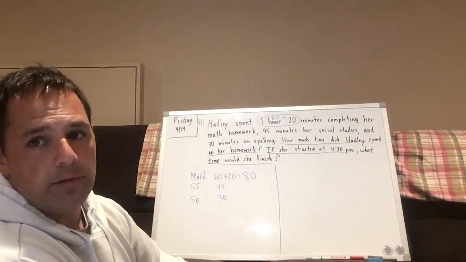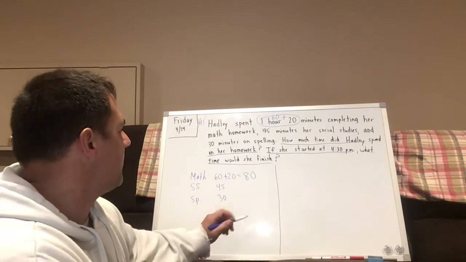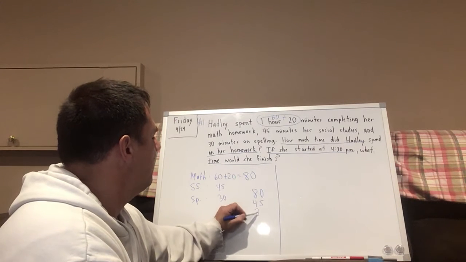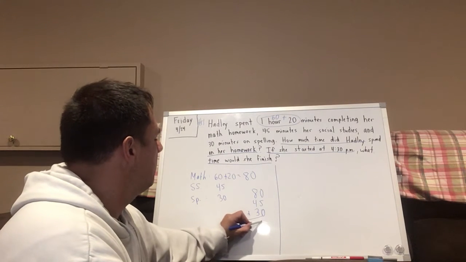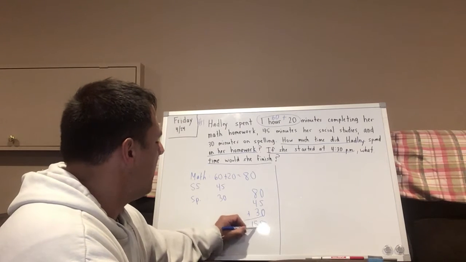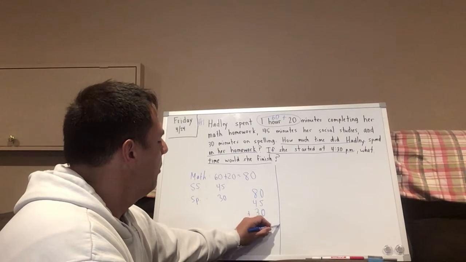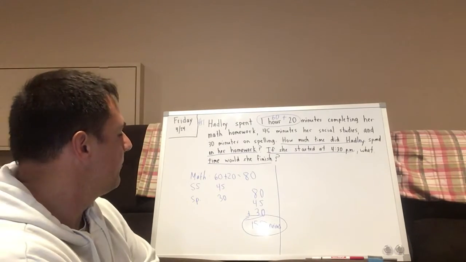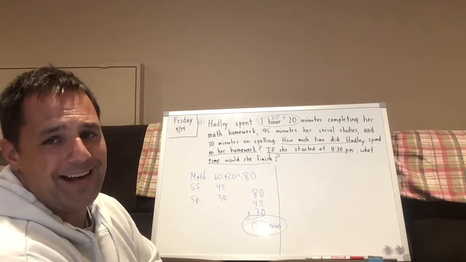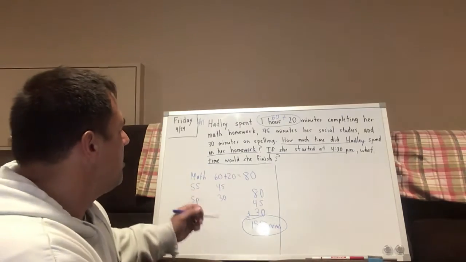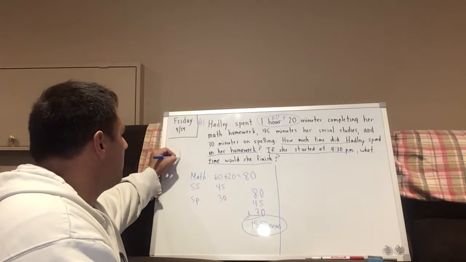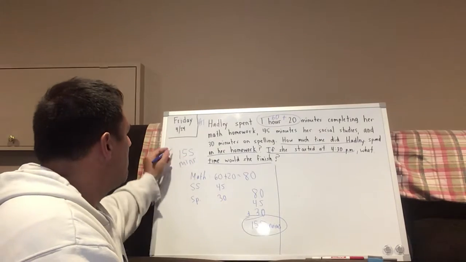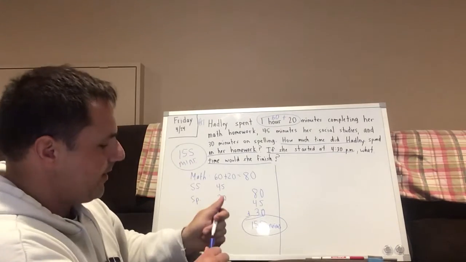So for the first question, how much time did Hadley spend on her homework? I'm just going to take the sum of all three of those numbers and add them together. So 80, 45, and 30. And when I add those together, I should get a grand total of 155 minutes. Now, sometimes you're going to have to convert that back to hours and minutes, but this time, your answer for problem number 1 would just be a total of 155 minutes.